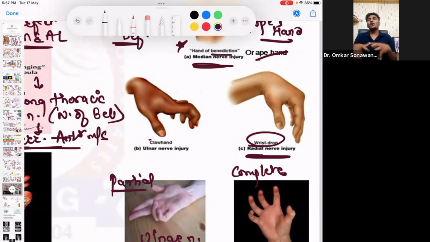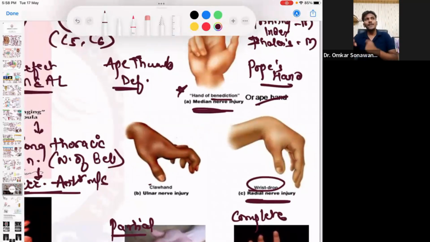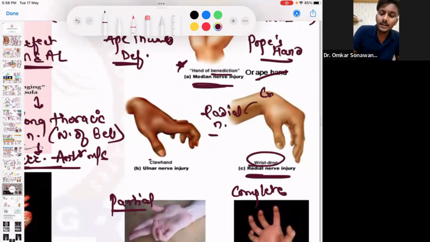And if a patient, an alcoholic, was drunk on a Saturday night and then rested on the armchair, there can be compression of the lower trunk, and that will cause injury to the radial nerve. So if injury happens due to compression on an armchair, it will compress which nerve? Radial nerve. This is also called crutch palsy.